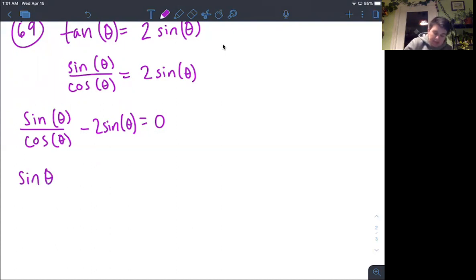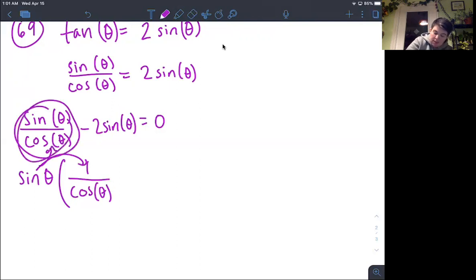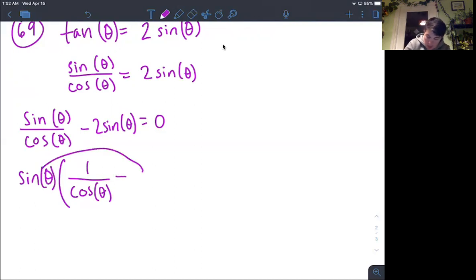So sine of theta times what right here would get me back to sine theta over cosine theta? That's just going to be 1 over cosine theta. If I multiplied this times that, it would get me back to this up here. It's like reverse distribution, basically. And then sine of theta times what would get me negative 2 sine of theta? That's just negative 2. And that equals 0.